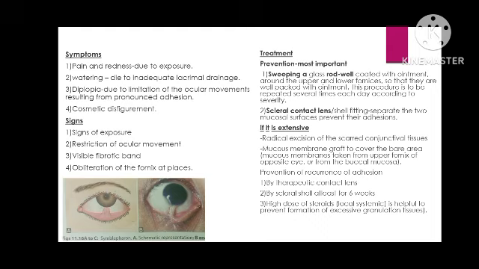If it is extensive, radical excision of the scarred conjunctival tissue is done, with a mucous membrane graft to cover the bare area. Mucous membrane is taken from the upper fornix of the opposite eye or from the bulbar mucosa. Prevention of recurrence of adhesions is by a therapeutic contact lens or scleral shell for at least 6 weeks. High-dose steroids, local and systemic, are helpful to prevent the formation of excessive granulation tissue.